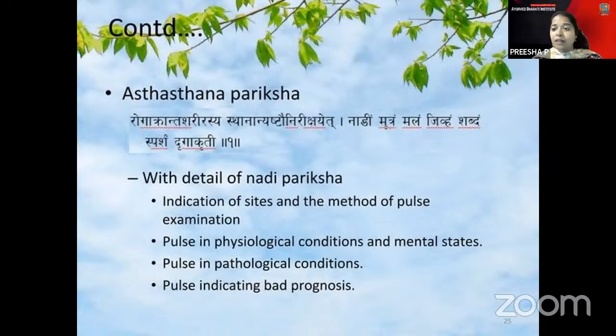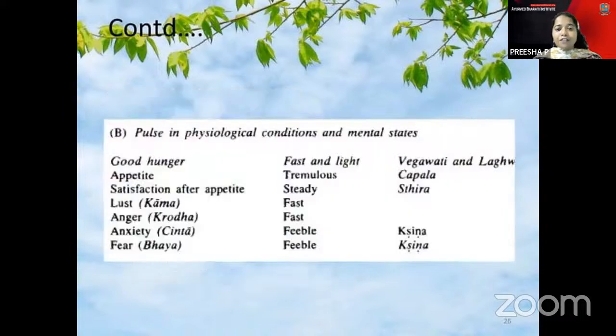So starting with the main important heart of Yoga Ratnakara, we have Nadi, Mutra, Malachipo, Shabdasparsha, Drikakriti. And also the pulse in physiological conditions, and the mental state, how it will be. If the person has good hunger, then depending upon that, Vegavati and Lagutva Lakshana are mentioned in some of the areas of Yoga Ratnakara.